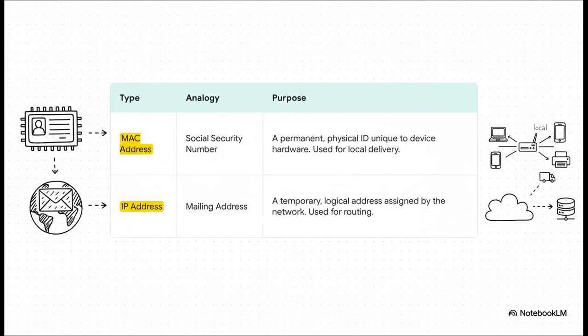Now, to really get this internal journey, you have to understand a key concept. Every device actually has two different kinds of addresses. You've got the IP address, which is kind of like a temporary mailing address. It can change depending on what network you're on. But then you have the MAC address. Think of that like a permanent social security number for the device, something that's literally burned into the hardware. And that's the address that's used for that final local delivery from one device to another inside your network.